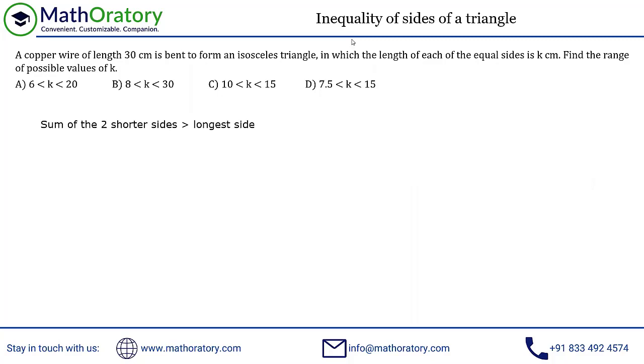So this is what we are going to use in this problem as well. But coming to the important parts or the information given. So first of all, you have this copper wire of length 30 centimeter, which is bent to form the triangle. So essentially what you have is the perimeter of the triangle has to be 30 centimeter. Also that it is an isosceles triangle, do not forget that, where each of the equal sides is k centimeter.